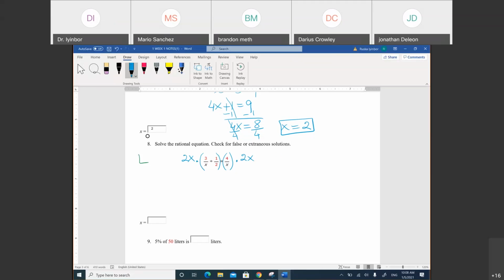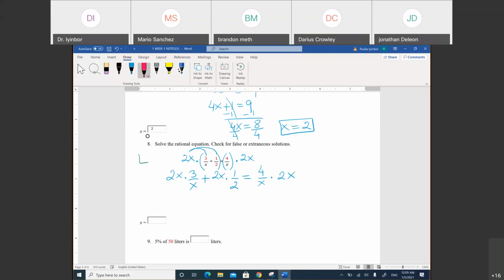Python already got it, x equals 2. Okay, let's see. So multiplying 2x times this, 2x times this. So multiplying both of the fractions by 2x. So I'm going to rewrite it step by step. So it's going to be 2x times 3 over x plus 2x times 1 over 2 equals 4 over x times 2x. So this is what we have.